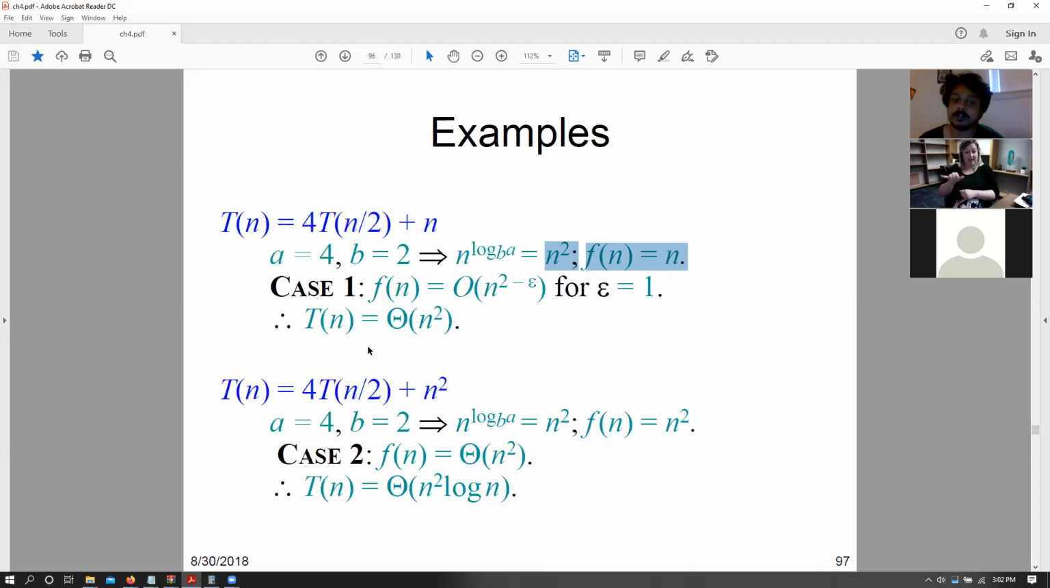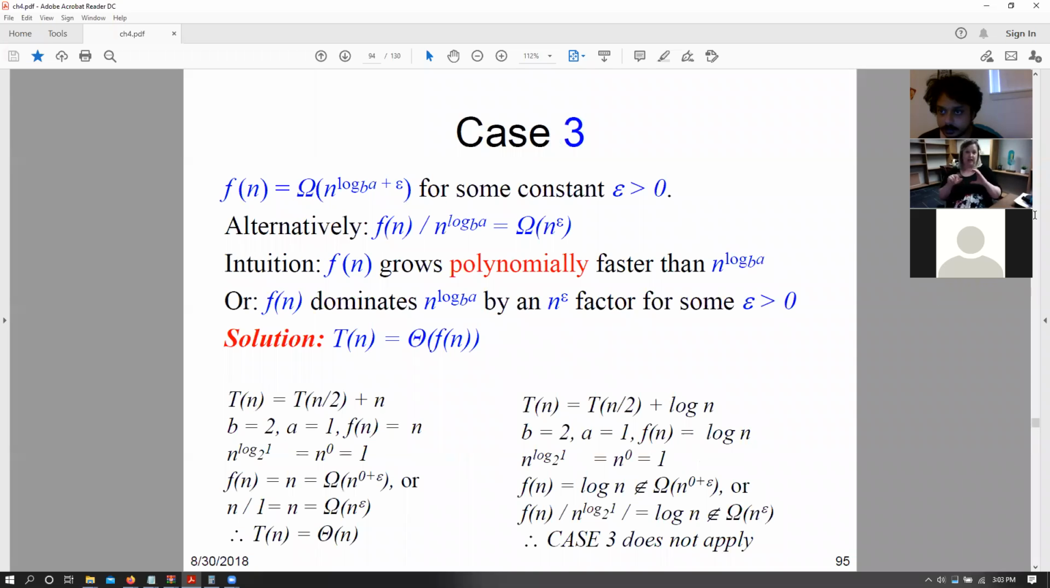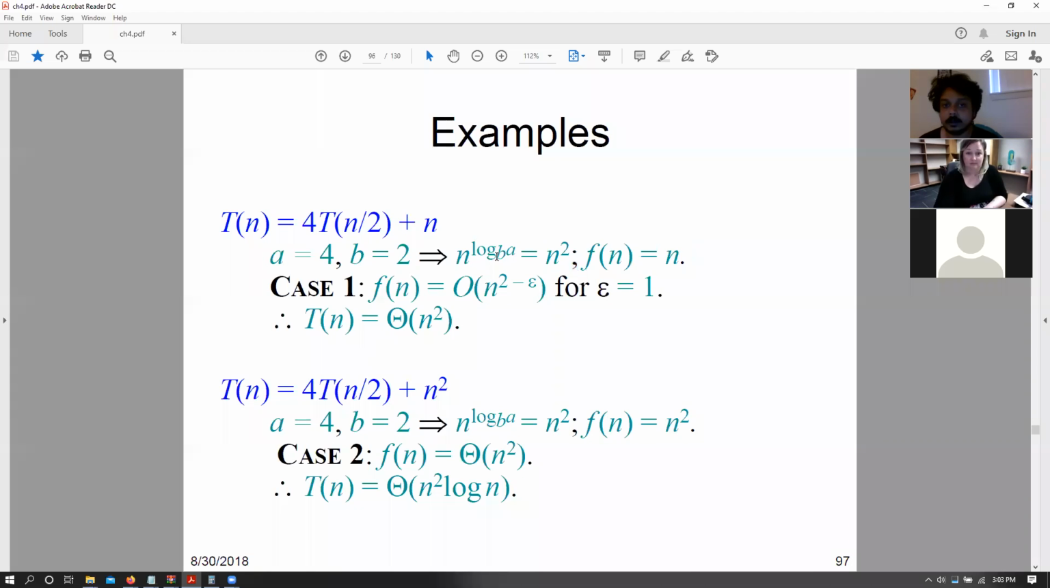Yes, Brian, epsilon is not an integer, but it has to be positive. Then you can subtract and add depending upon the case, but it has to be positive. So in this case, we have case 1 being applied. And we know that if case 1 applies, the complexity is theta of n raised to the power of log base b of a. So n to the log base b of a is n squared, so theta of n squared.